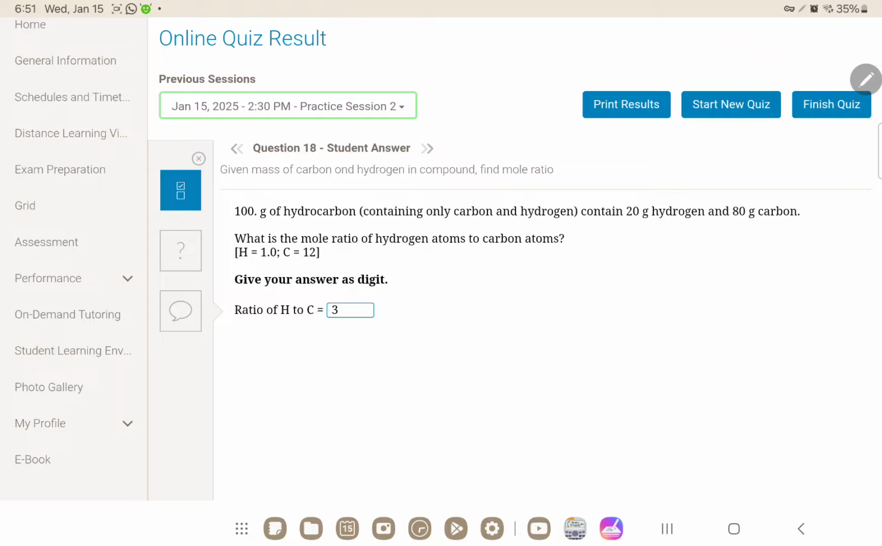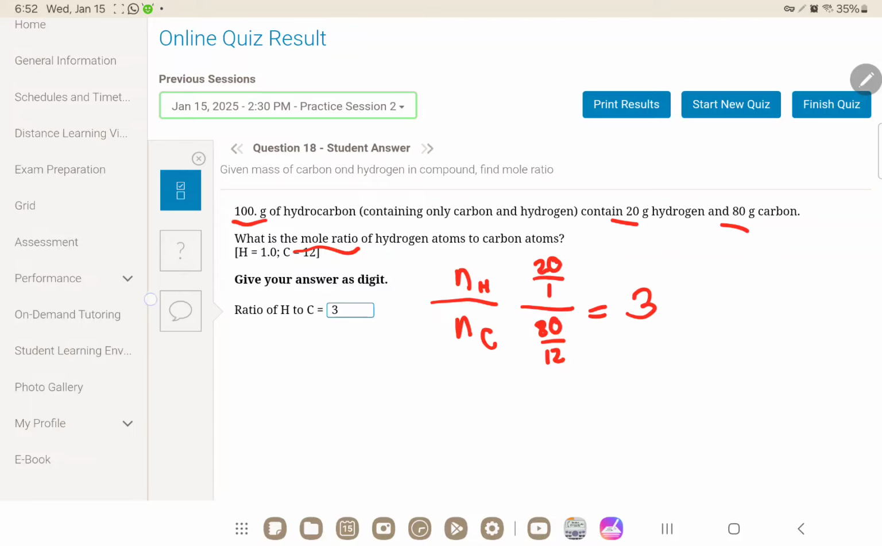Okay, so here we have to find masses of carbon and hydrogen using the mole ratio. So 100 grams of hydrocarbon, only containing carbon and hydrogen, 20 grams of hydrogen, 80 grams of carbon. What's the mole ratio of hydrogen atoms to carbon atoms? So you want the mole ratio. What does that mean? It means you need to do the method I told you above, or before. So what you do is, because it's out of 100 grams, moles of H over moles of C. So 20 divided by how much is the molar mass of one hydrogen? It's 1. Over carbon, it's 80 grams is the mass given, over molar mass, which is 12. When you put that into your calculator, you're going to get an answer of 3. So hydrogen has 3 to 1. So H to C is 3.